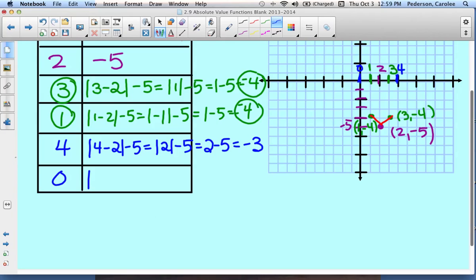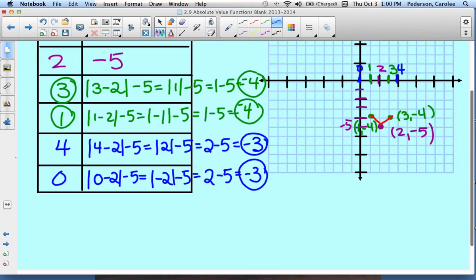Now we'll do the same thing again. Replace the x with 0 in the red equation. The absolute value of -2 is 2. Minus 5, and we get -3. Notice we have the same number again. So we're going to graph the ordered pairs (4, -3) and (0, -3). So we go over 4, down 3, and over 0, down 3. And now we connect our ordered pairs, creating that V shape.